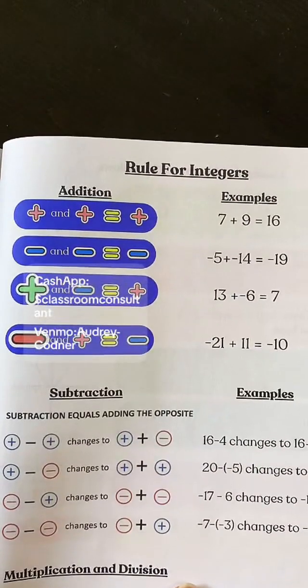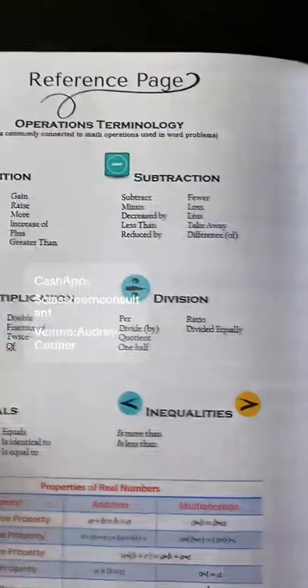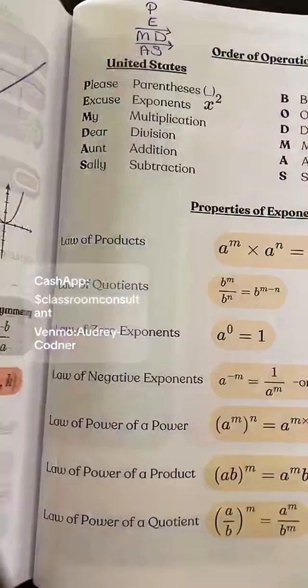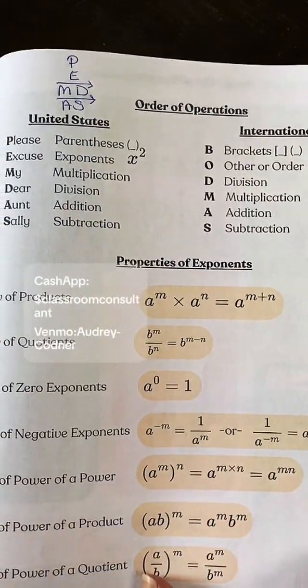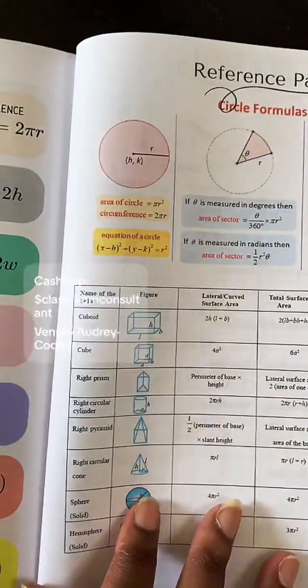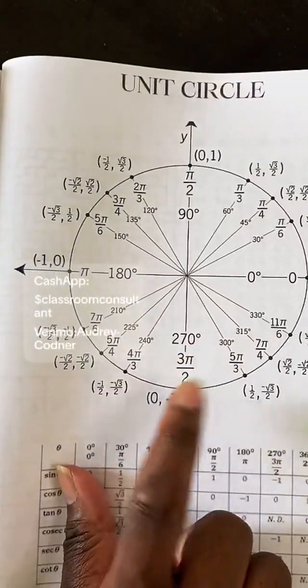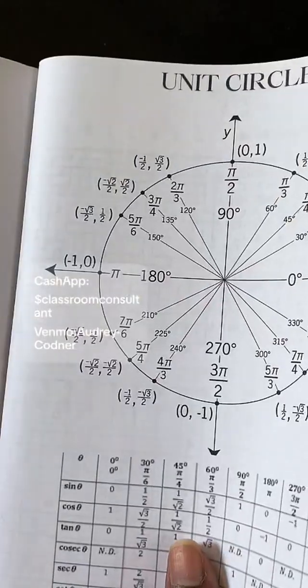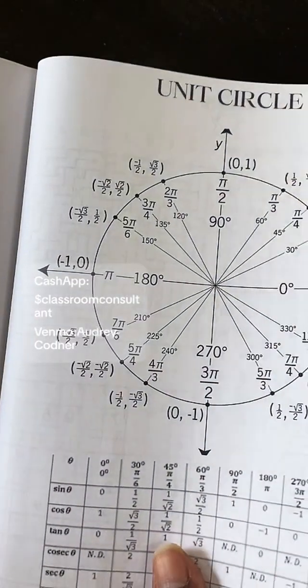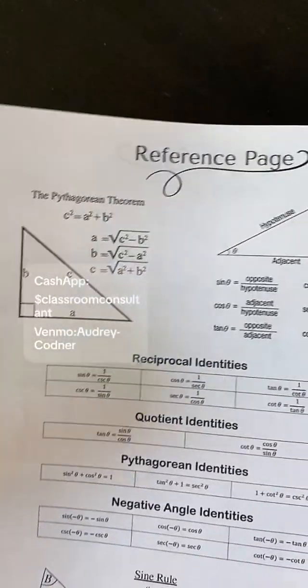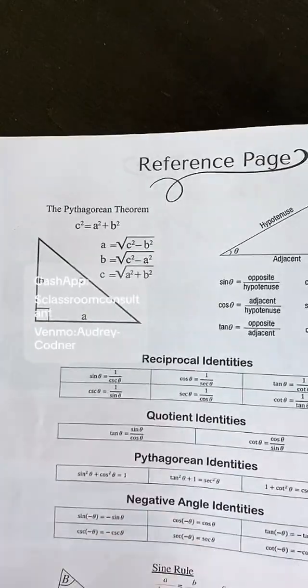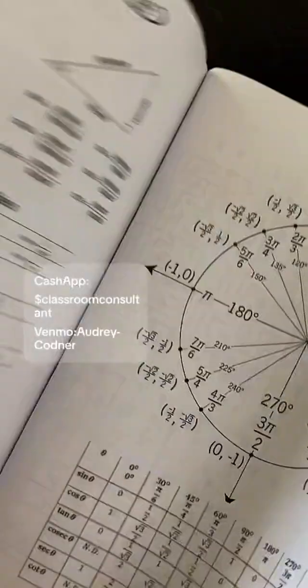Then you have the rules of integers, looking at all the rules. Then you have your words, your order of operations, your properties of exponents, properties of quadrilaterals, the transformation rules, a little bit of geometry, as well as your area and perimeter. Then you have your volume, your surface area, your unit circle, especially if you're going into pre-calculus, or even an advanced Algebra 2 student. You will definitely be using the unit circle. The same with the Pythagorean theorem, SOHCAHTOA and the other trig identities. All of that is inside of my math notebook.